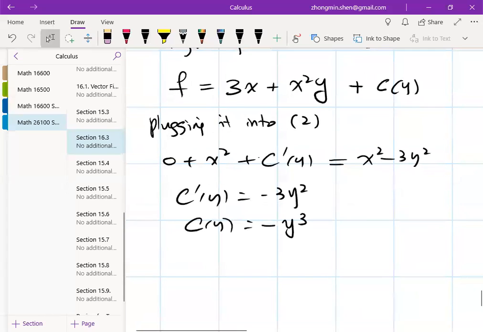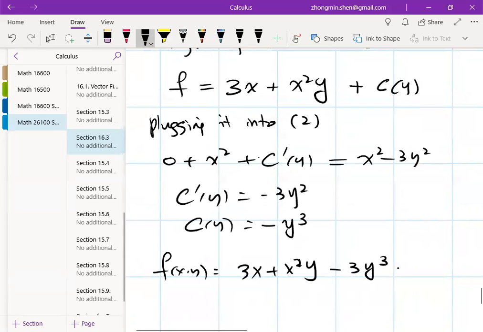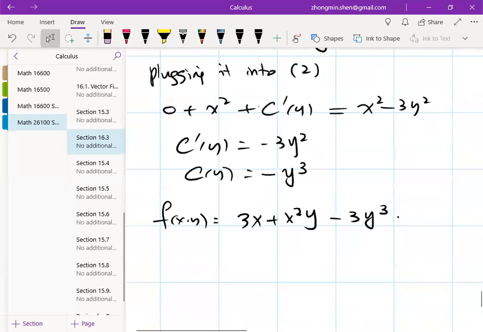Okay, so the answer here is 3x plus x squared y minus y cubed. So then we find this one function. Right? And then it's guaranteed that capital F is greater than little f.